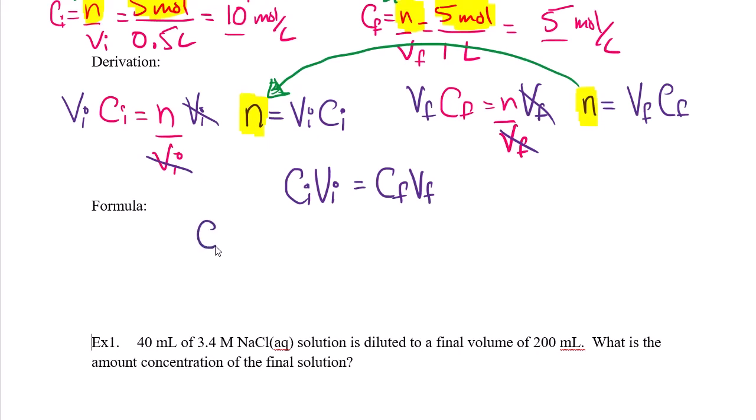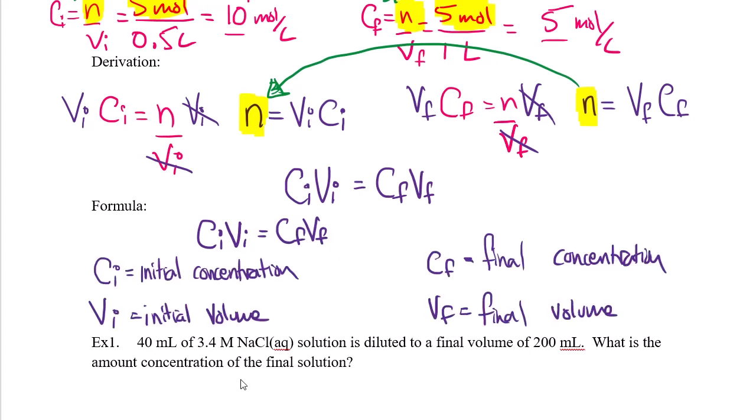So this is my dilution formula. CI VI is equal to CF times VF, where my CI is my initial concentration, my VI is my initial volume, my CF is my final concentration, and my VF is my final volume.